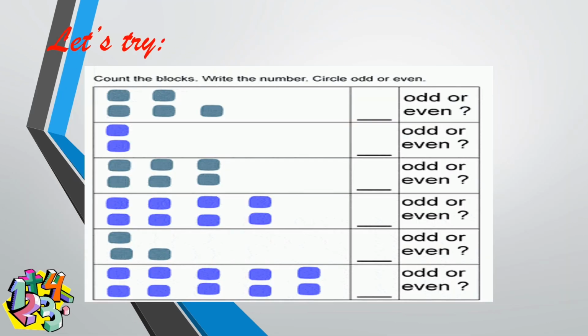Try this one. Count the blocks, then write the number and circle odd or even.